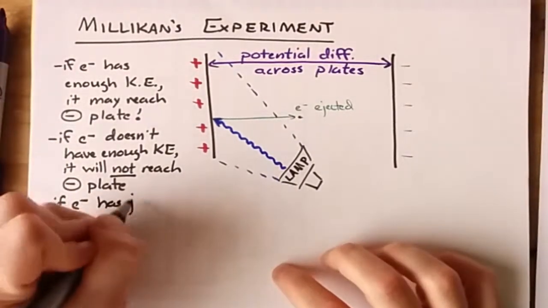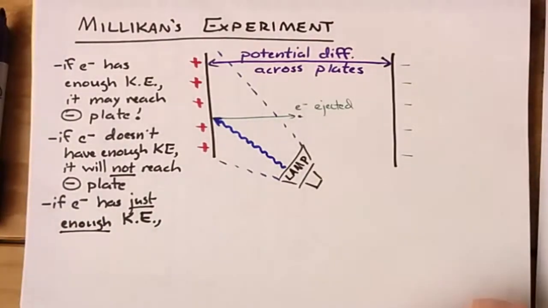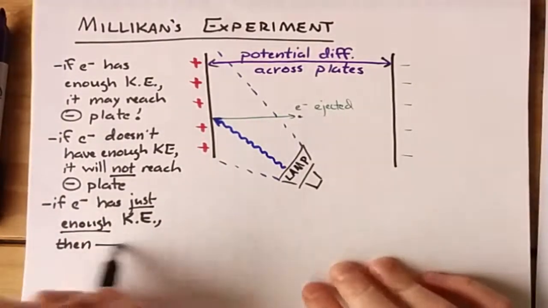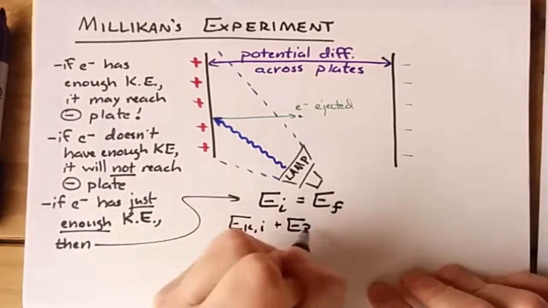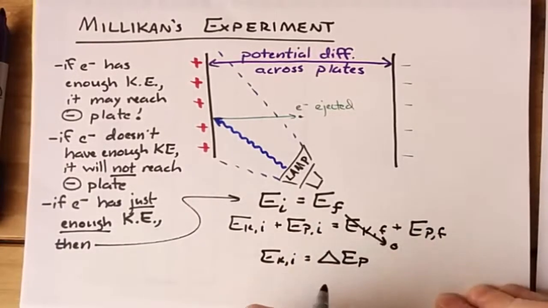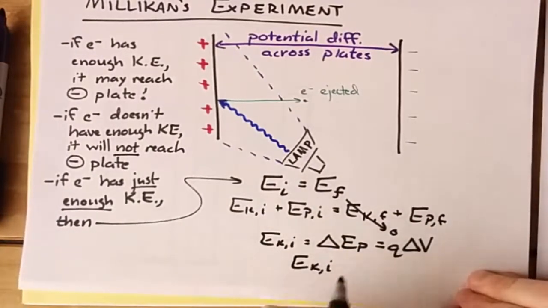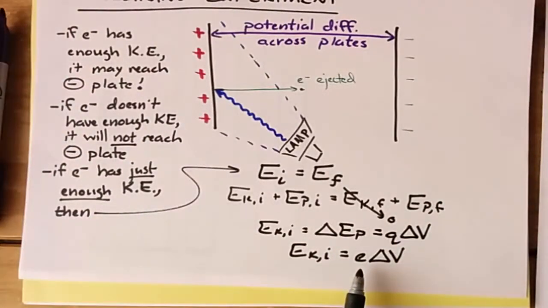Now, if the electron has just the right amount of kinetic energy, just barely enough kinetic energy to reach the opposite plate, then we can set up a conservation of energy problem, right? And if we do that, we go through the steps, then we will see that the kinetic energy, that critical amount of kinetic energy, the just barely enough kinetic energy, is equal to the charge of an electron times the potential difference across the plates.